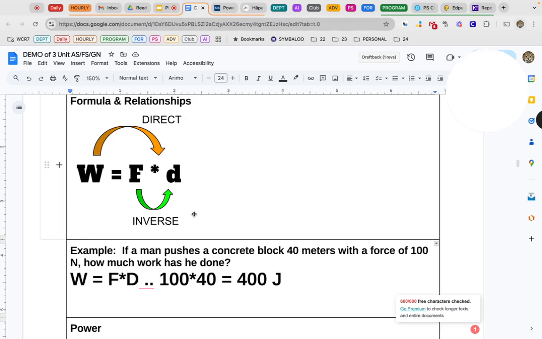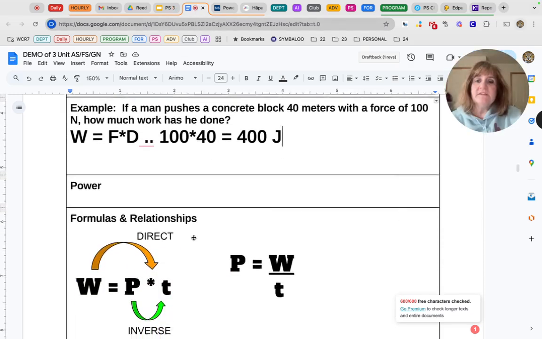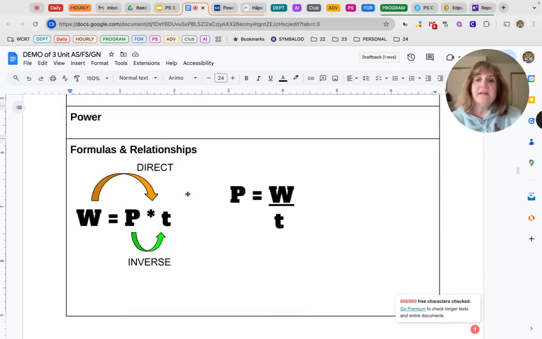And you need in your notes the relationships. If power is work divided by time, then believe it or not, power and work are directly related. Power and time are inversely related. So these are the same equation, just rewritten into our format so that we can see those relationships easier.